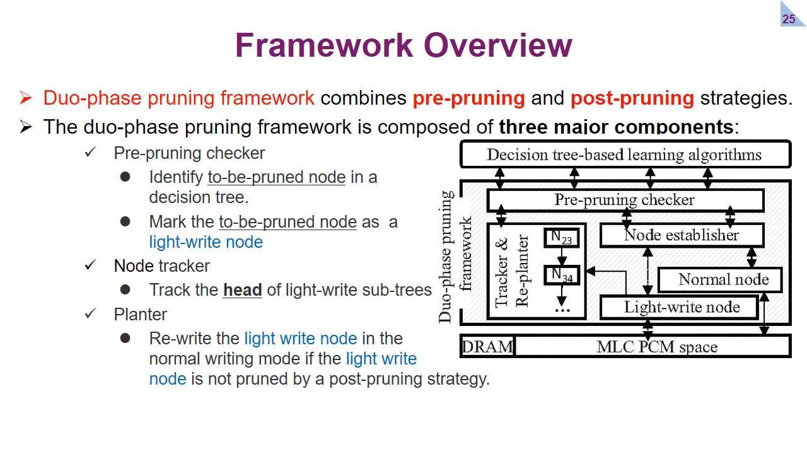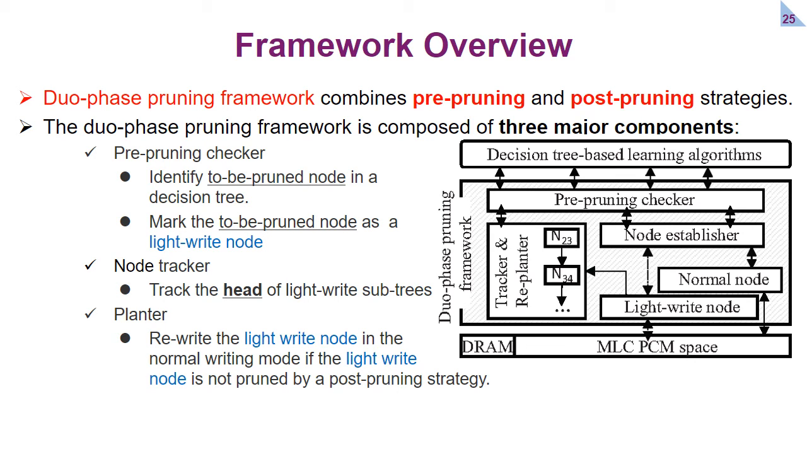To answer this question, we propose the dual-phase pruning framework that combines the pre-pruning and the post-pruning strategies. The dual-phase pruning framework is composed of three major components. The first one is the pre-pruning checker. This checker is to identify the to-be-pruned nodes in the decision tree and mark these nodes as the light-write nodes because they are going to be pruned. Therefore, we don't need to spend too much energy to maintain those data.